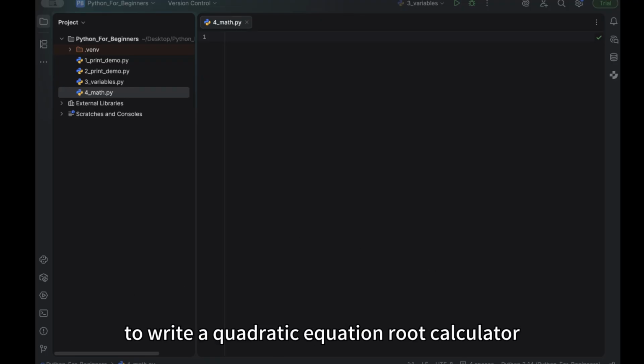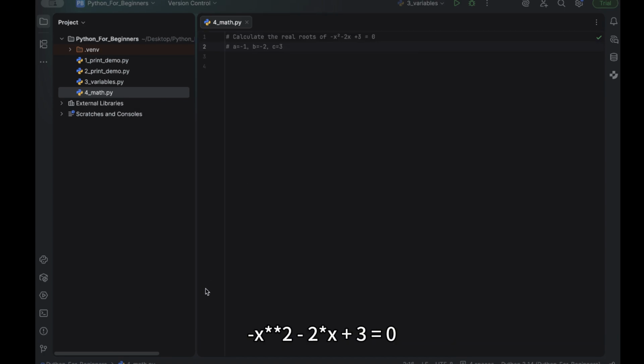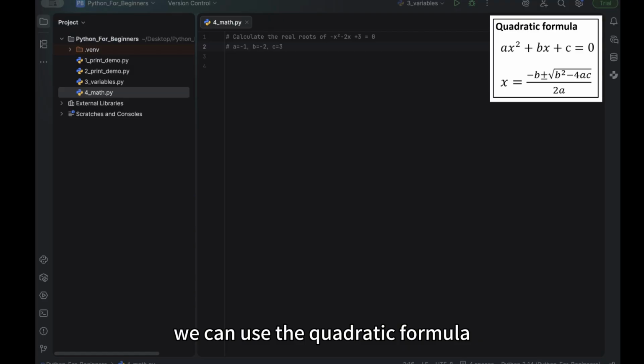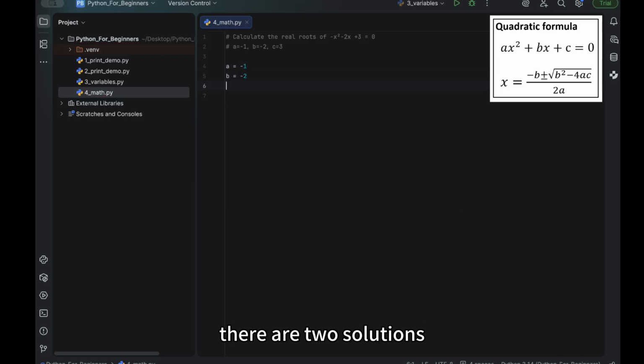Our goal is to write a quadratic equation root calculator, for example, to calculate the 2 real roots of -x² minus 2x plus 3 equals 0. We can use the quadratic formula. I have already forgotten this formula. I just looked it up. First, we assign variables in the code because here it is plus or minus. There are 2 solutions. We can calculate them separately.